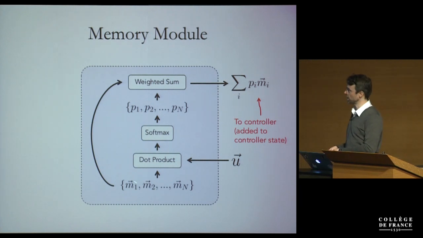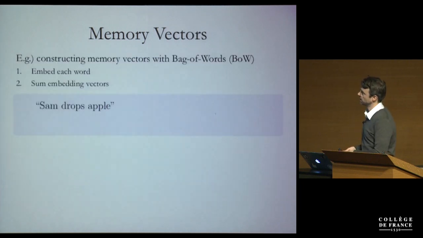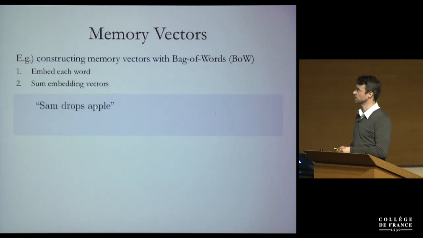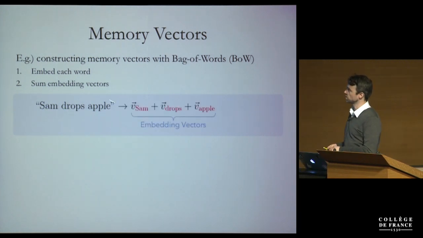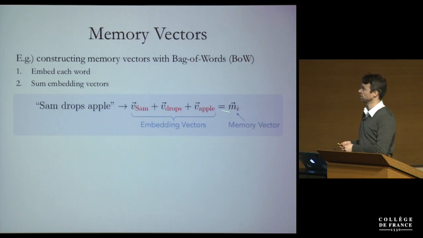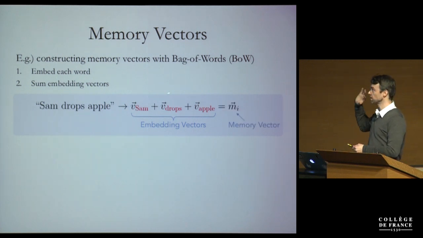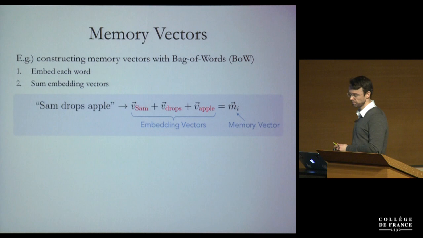Just to describe now how we get those memory vectors in the first place: if we're dealing with that little example I showed, the question and answering task, you have a little sentence, Sam drops apple, and each of these words will have an embedding vector v, and we're going to do a simple bag of words approach where we just add up those vectors, and that produces the memory vector for that sentence. Now in this model, when we backpropagate, we're actually learning these embedding vectors. So the parameters in this model are the parameters in the controller and the embedding vectors here, which make up the words in the sentences. So that's what we're learning in the model.